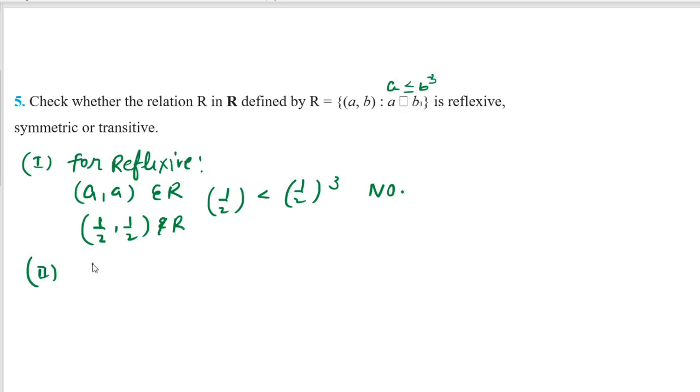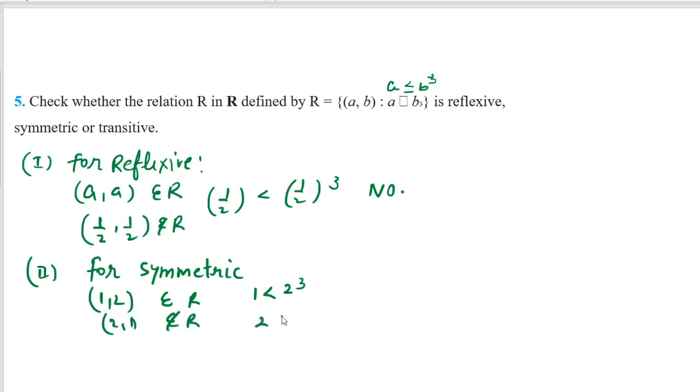For the second part, symmetric. What is the condition? If I say (1, 2) belongs to R, as you can see 1 is less than 2 cube. But I cannot say (2, 1) belongs to R, because 2 is not less than 1 cube. Are you getting my point? It is not less than 1 cube, so I can conclude this. So this is again no.